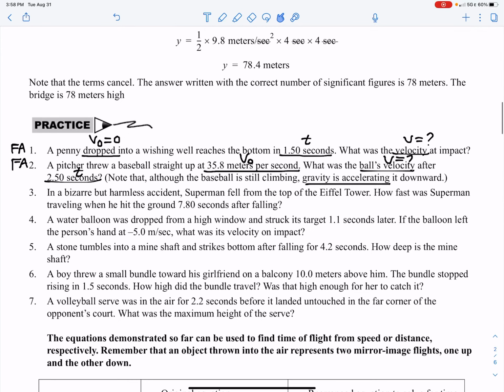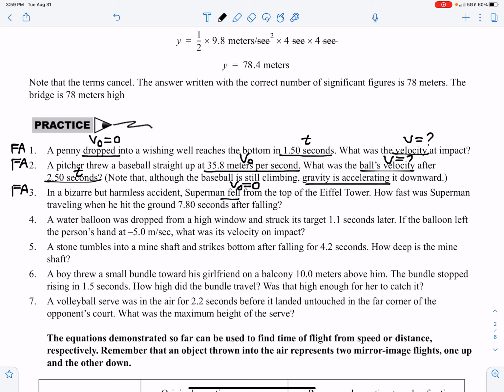Number 3. In a bizarre but harmless accident, Superman fell from the top of the Eiffel Tower. How fast was Superman traveling when he hit the ground 7.8 seconds after falling? Well, Superman falling to the ground would again be an example of free fall acceleration because gravity is accelerating him. Since he fell, we're going to interpret that as v naught equals 0 because he wasn't thrown down nor was he thrown up.